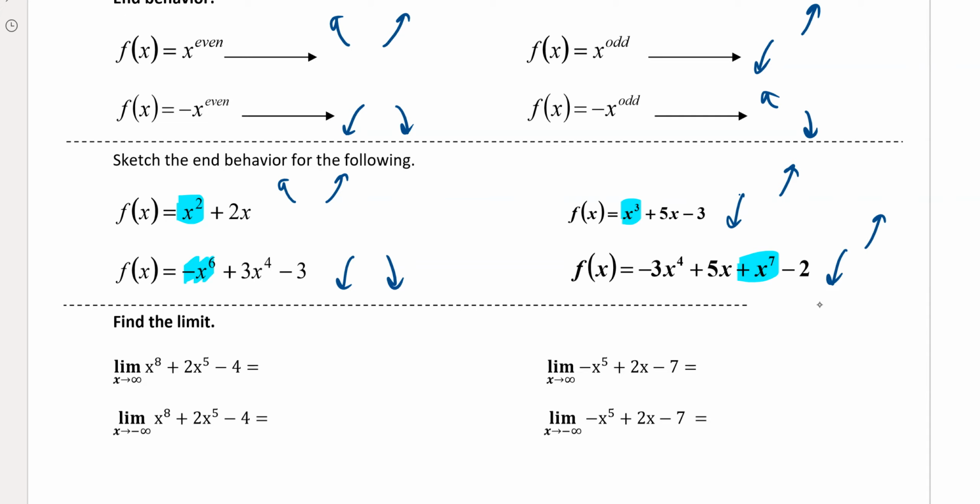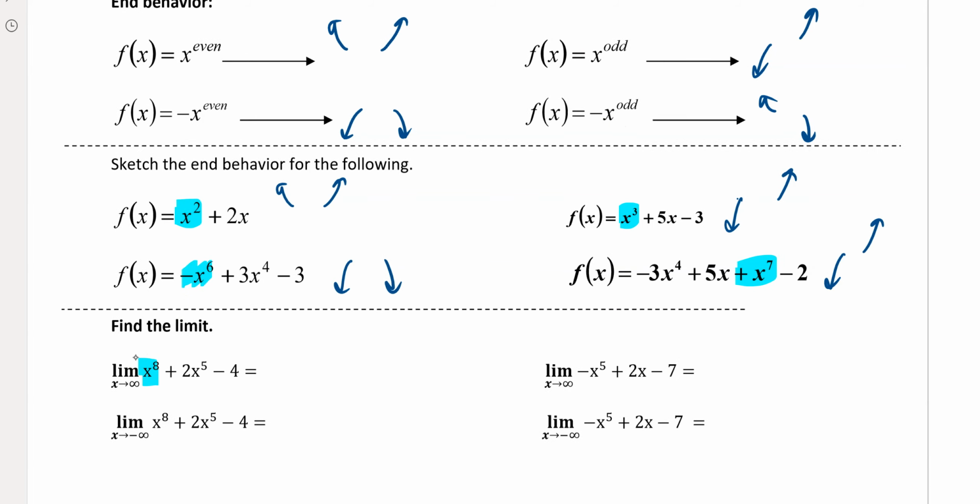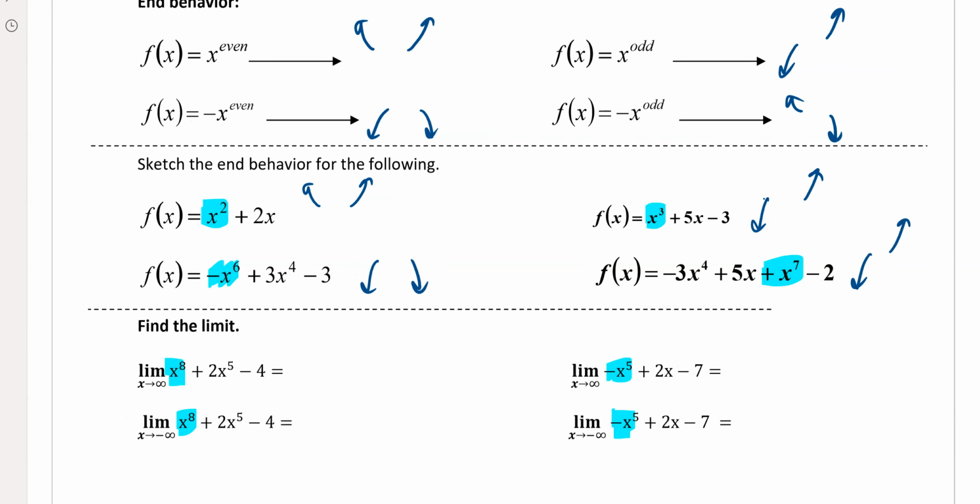Okay? So we can actually do limits now. All you have to do is look at the leading term. The leading term and its end behavior will tell us what's going on. So with an x to the 8, we know our end behavior looks like this. So this is as x approaches infinity. And this one is as x approaches negative infinity. So I like to write it backwards to kind of get the idea of what it's doing. It's approaching negative infinity like that.